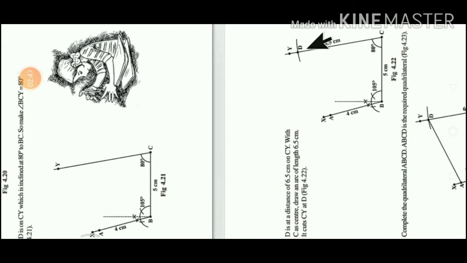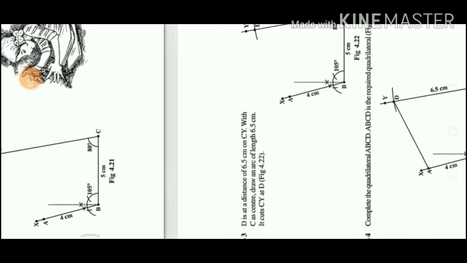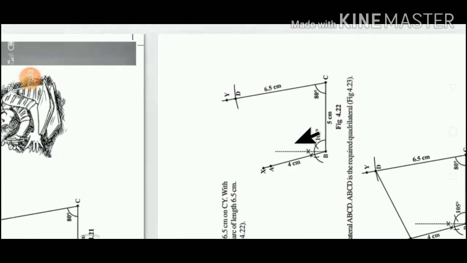Now the next step: complete the quadrilateral ABCD. Now we have got this fourth point also. So A, B, C, D, and we will now join A and D. We will join AD, so our quadrilateral will be ready. So let us see, we complete the quadrilateral ABCD. ABCD is the required quadrilateral. So after completing the quadrilateral, just check that all the measurements are written properly or not.